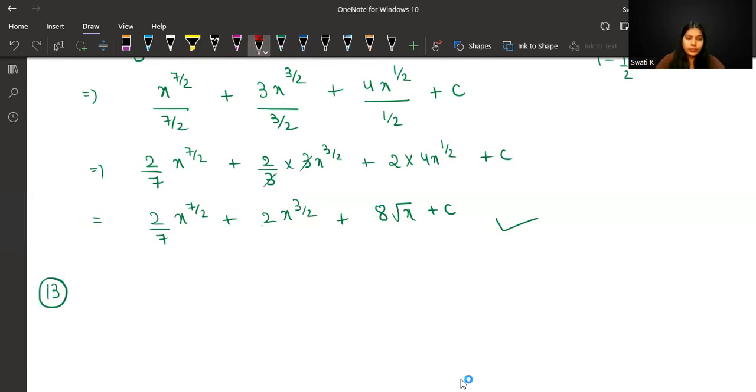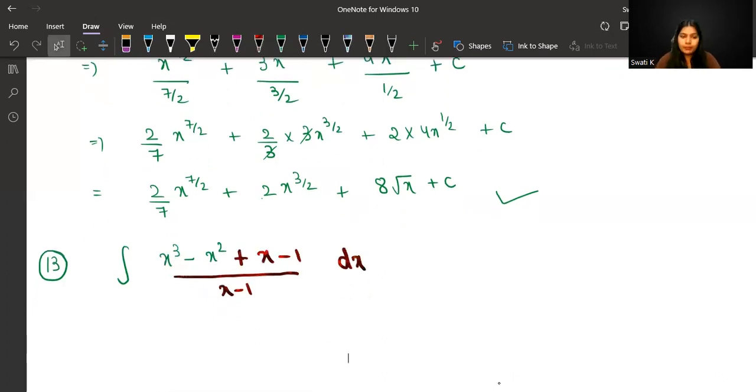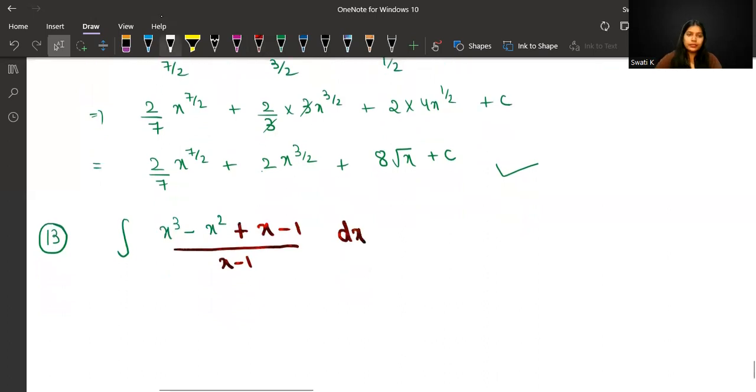So the 13th question, we have to simply integrate x cube minus x squared plus x minus 1 upon x minus 1 dx. Okay, I've changed the color. Again, it may look complicated, but it is again very, very simple. So let's finish this.